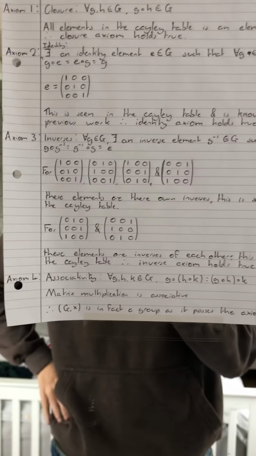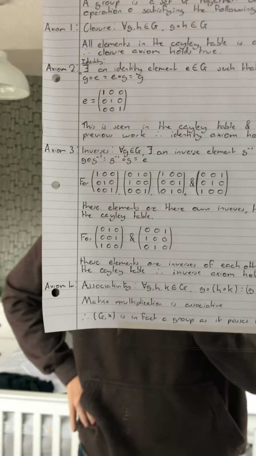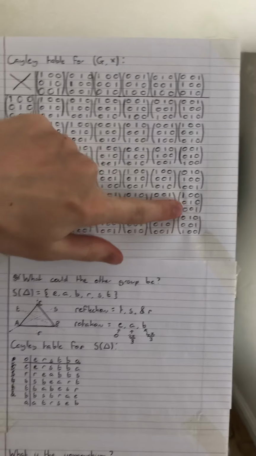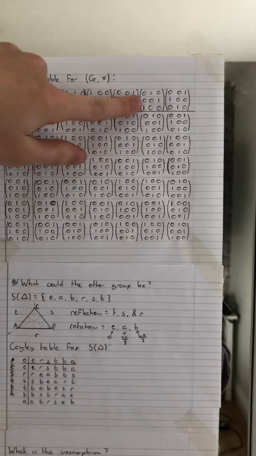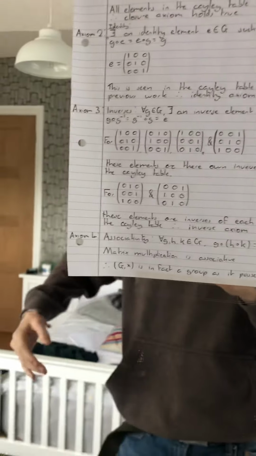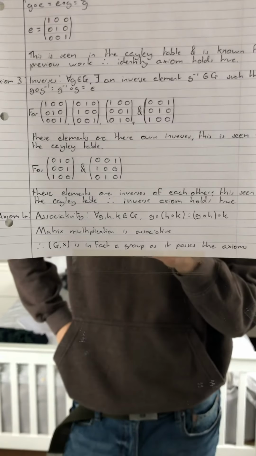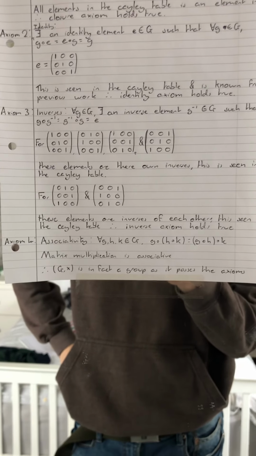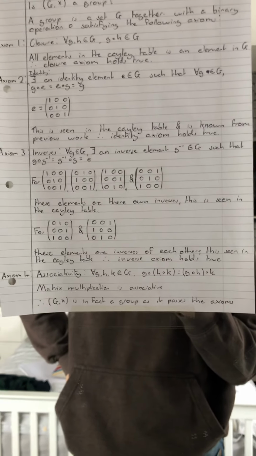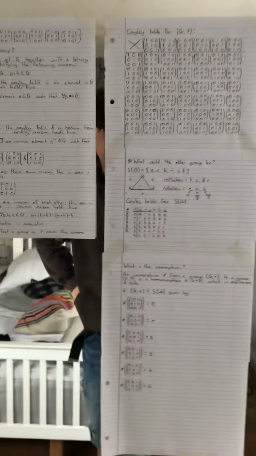And then for the last 2, these 2 are inverses of each other. Again, see it on the Cayley table. So this one times this one gets E, this one times this one gets us E. Final axiom is associativity, and we know matrix multiplication is in fact associative. So G with matrix multiplication is in fact a group as it passes all 4 axioms.